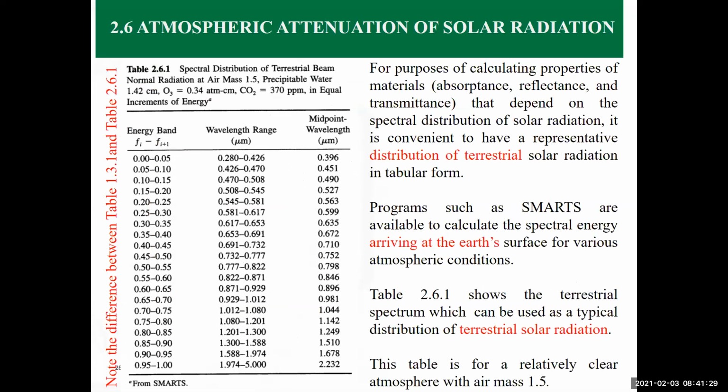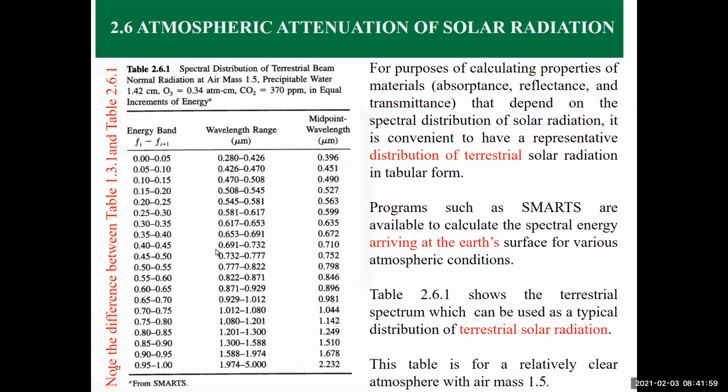Then, we have seen a figure like that in chapter 1, showing energy bands, the fraction of the solar energy falling within a certain wavelength, and indicating the midpoint of the wavelength. And this is given for a certain condition, a certain place. Definitely tables like this should be available for several places throughout the world. This is processed data, it's not raw data.